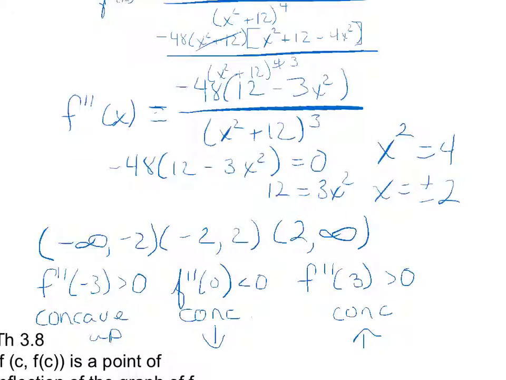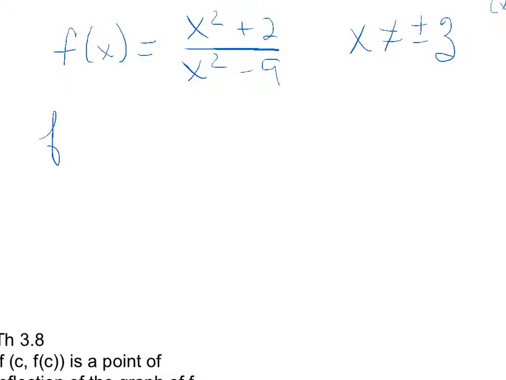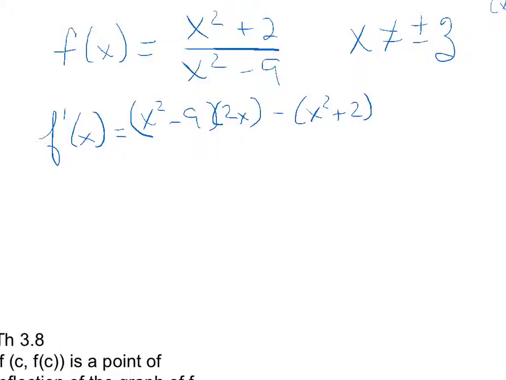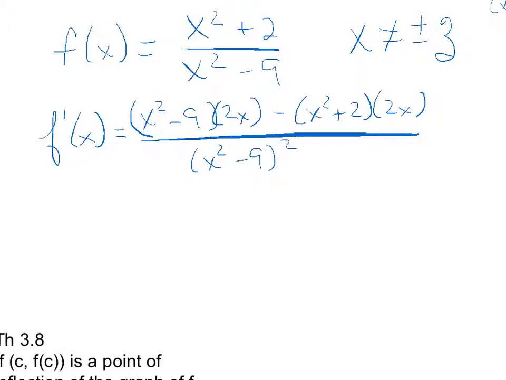But couldn't we do it with the first derivative? Okay, we have to use the quotient rule to find the first derivative. So we have the denominator times the derivative of the numerator minus the numerator times the derivative of the denominator over the denominator squared. Now watch and make sure I do it correctly.